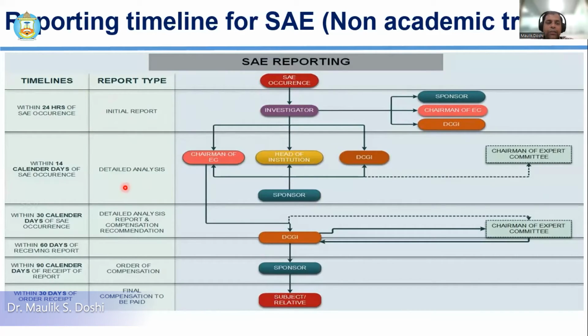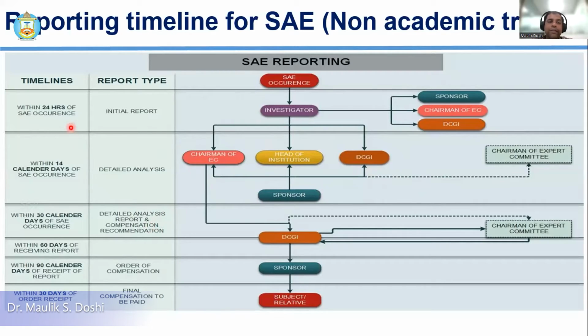Then after that, within 14 calendar days, a detailed analysis has to be reported. By whom should the analysis be presented? It is by the investigator and also by the sponsor, because the sponsor was informed within 24 hours. So the sponsor also has to do the analysis on his own and report to the agencies. Which are these agencies? The chairman of the ethics committee, who will receive reports from the investigator and the sponsor, the head of the institute, and the DCGI. So all these stakeholders will be informed about this adverse event with the detailed analysis.